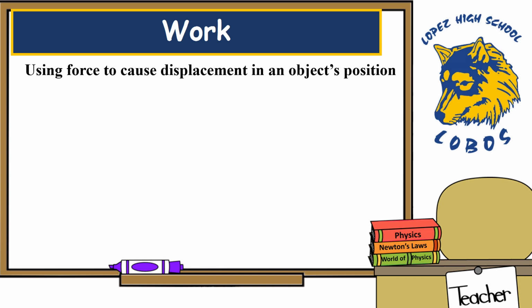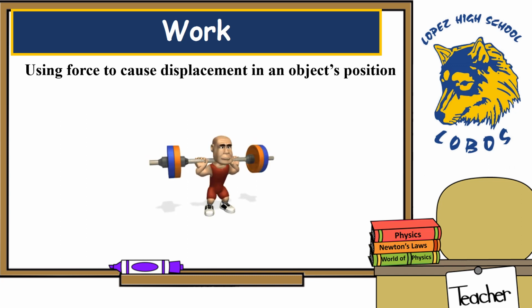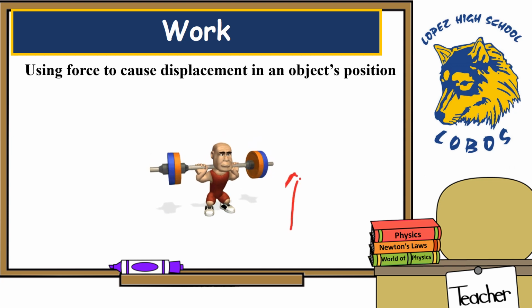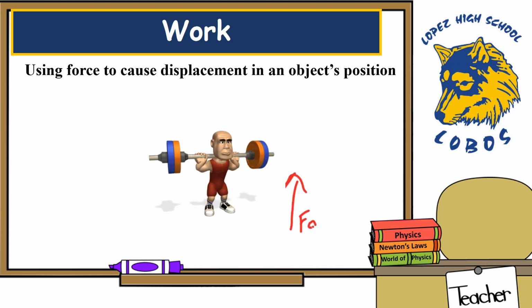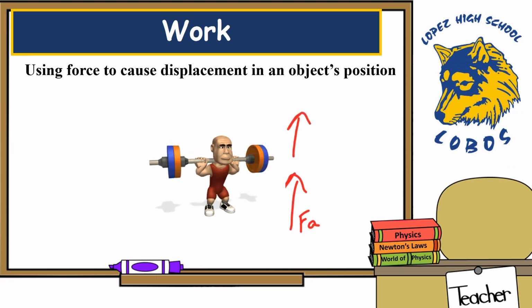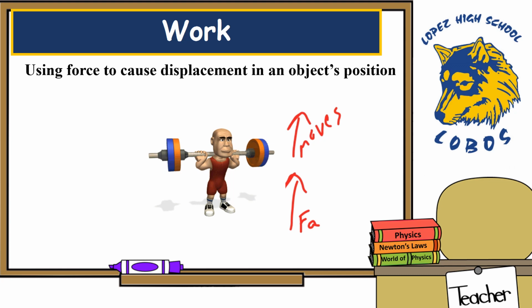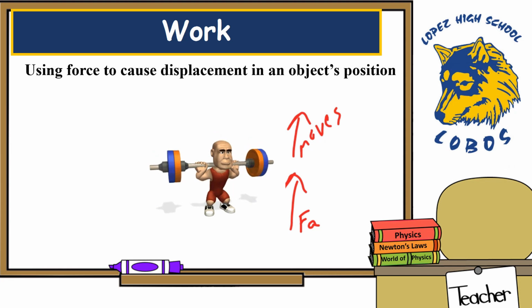Okay, so let's take a look at these scenarios and identify if there is work being done in scientific terms. First one, a weightlifter picks up a set of weights above his head. Well, let's think. There is force being applied and there is displacement of the object's position. And they are both in the same direction, so there must be work done.